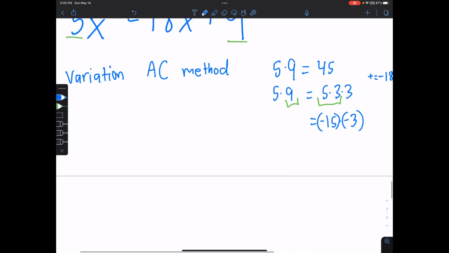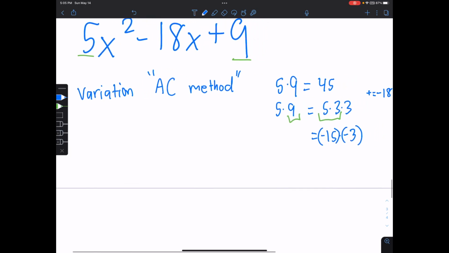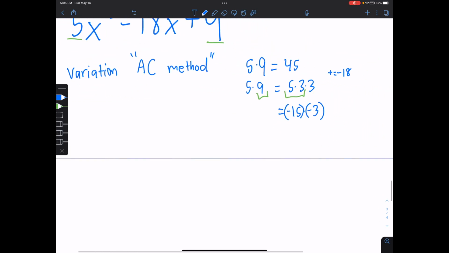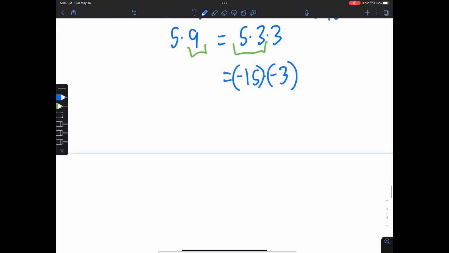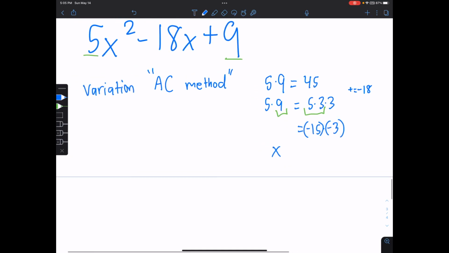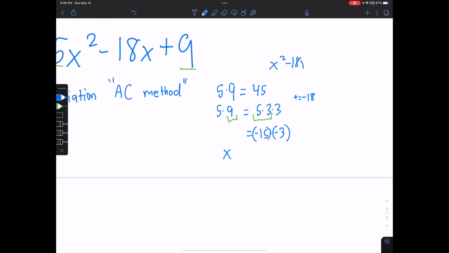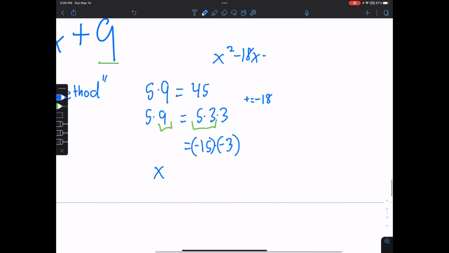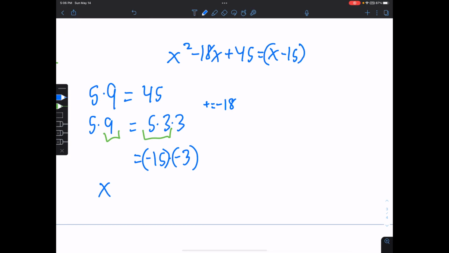But this is really the catch of my method. What we do is we just write these two things like we would if our a value was equal to 1. If I gave you the equation x squared minus 18x plus 45, you would factor this as x minus 15 times x minus 3, because you thought of two numbers that multiply to this and add up to here.